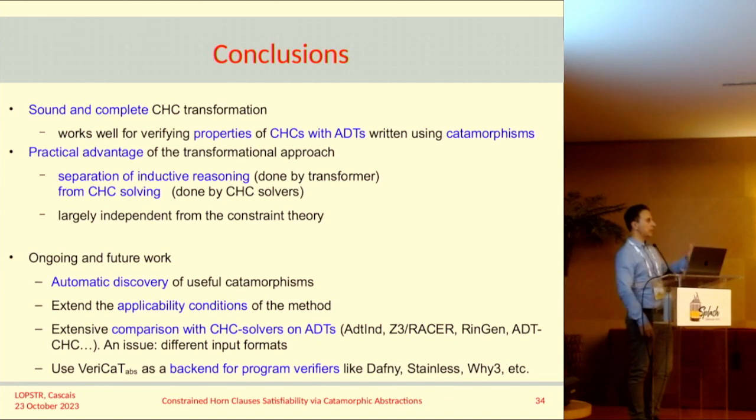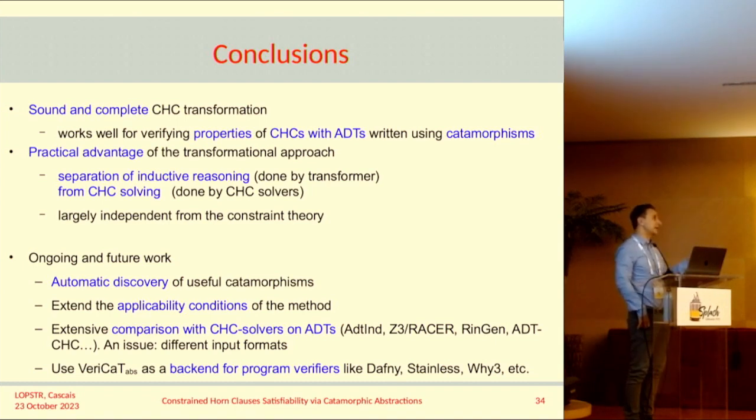It can be, so we usually use linear integer arithmetic and booleans, but we can use any constraint theory supported by the SMT solvers. What about the ongoing future work? We are working on the automatic discovery of useful catamorphisms for further reducing the burden of the programmer in specifying the properties of interest, and on extending the applicability condition of the method.